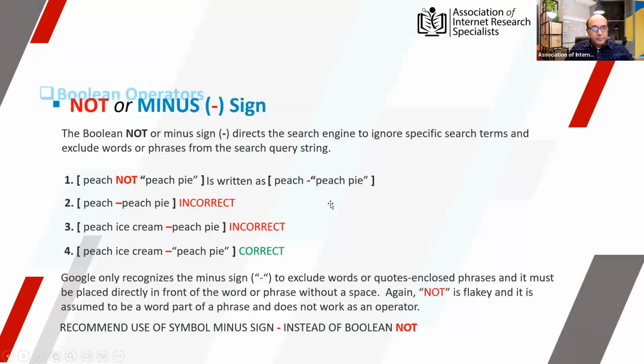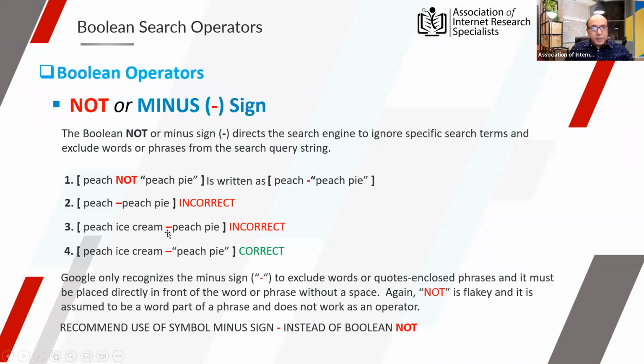The third one, peach ice cream minus peach pie, is incorrect again. So the correct one you could see right here, peach pie, put it within quotation marks. So nothing complicated about using the minus sign. Just a few things you have to be mindful about.